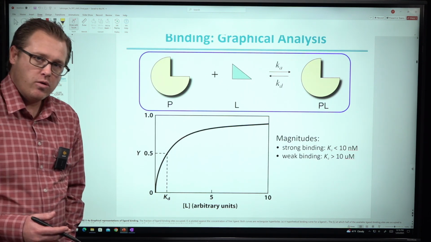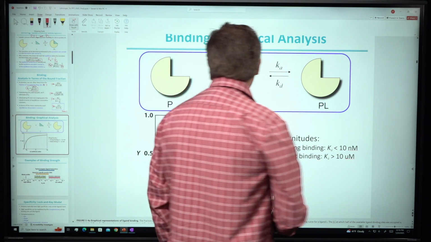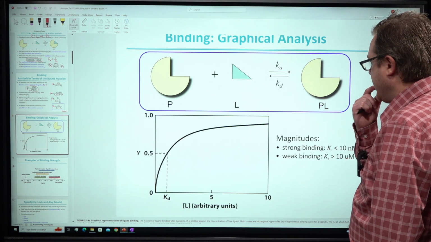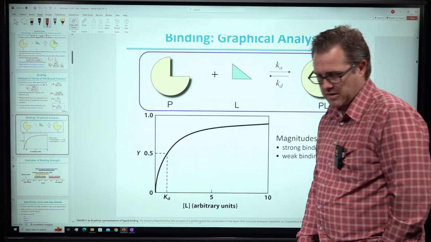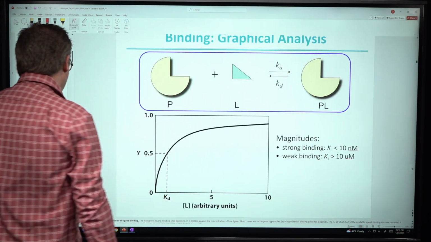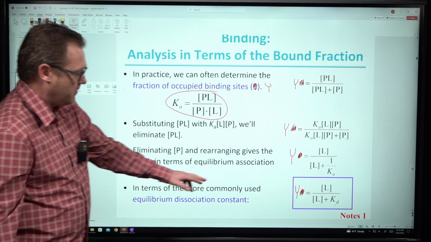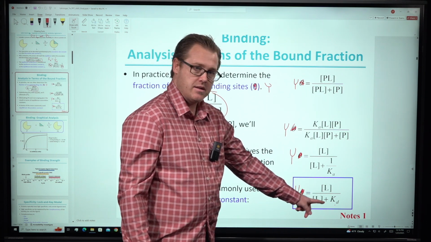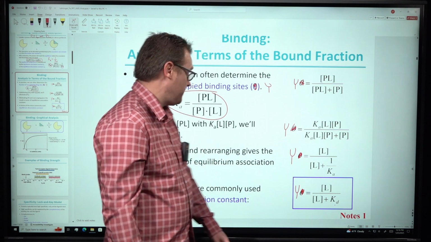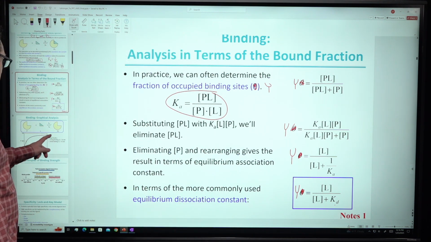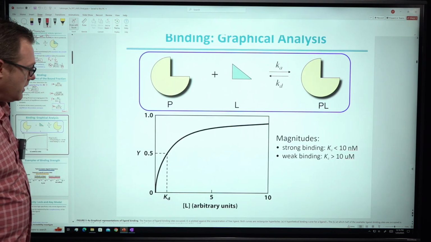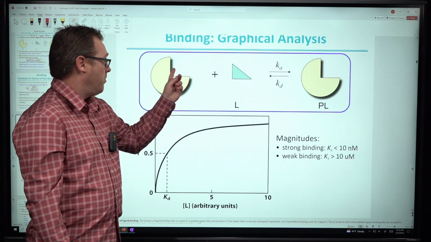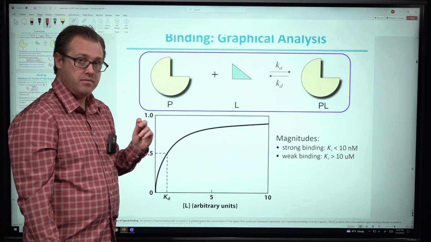So if we have a protein binding to a ligand, or a ligand binding to a protein, we can run an experiment in which we track and graph the Y with respect to the concentrations of the ligand. And what this is showing us is how well the ligand binds to the protein.